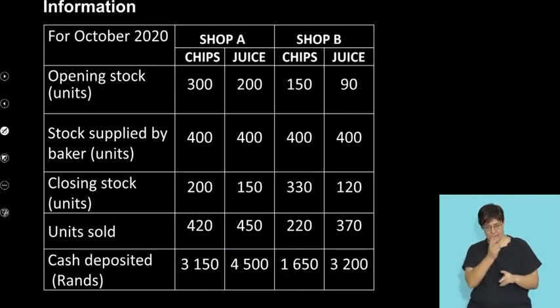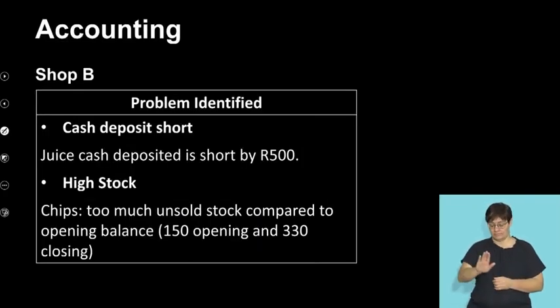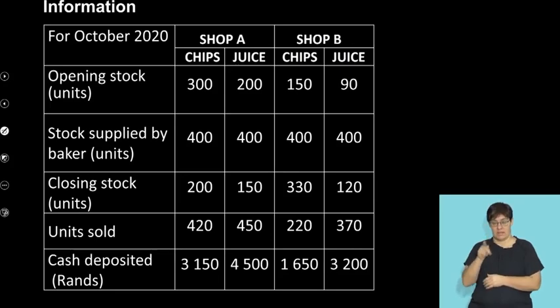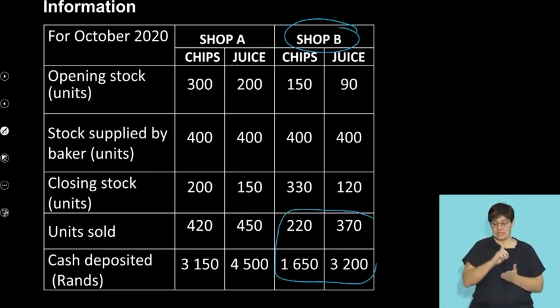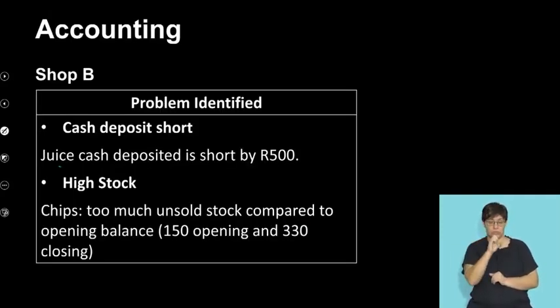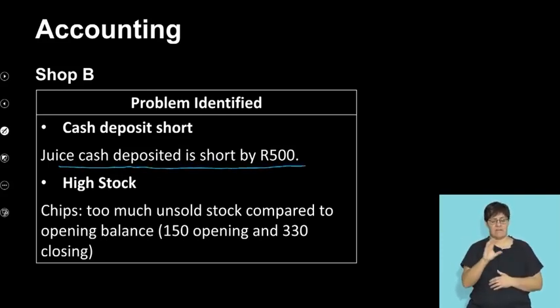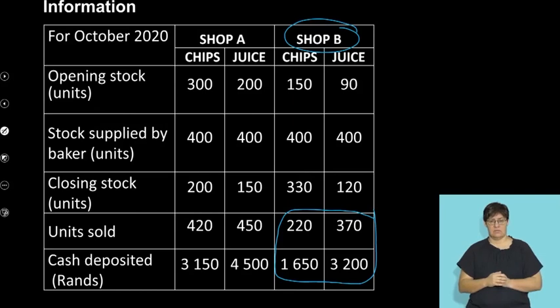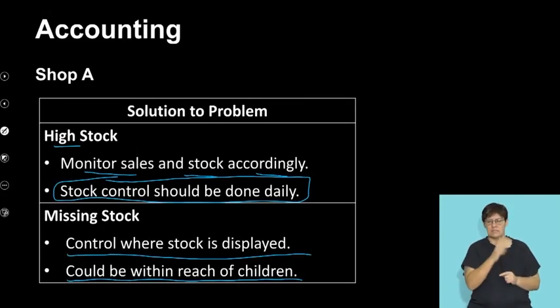Again, there's our information. We're looking at shop B. What problem can we identify? Let's look at it and see. This is shop B. If you look at the number of units being sold relative to the amount of money being deposited, clearly you will see that your juice cash deposited is short by 500 Rand. In other words, if you're looking at your units sold, you sold 370 units of the juice. And what did we say? We said something about the selling price of the juice. Let's identify it.